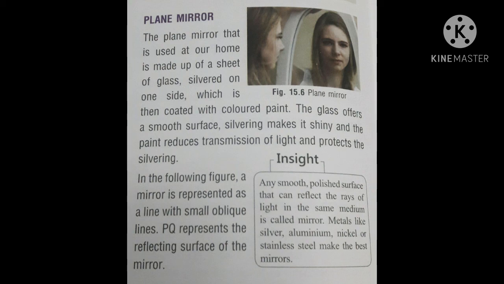Plane mirror. The plane mirror that is used at our home is made up of a sheet of glass silvered on one side, which is then coated with colored paint on the back side. The glass offers a smooth surface. Silvering makes it shiny, and the paint reduces transmission of light and protects the silvering.